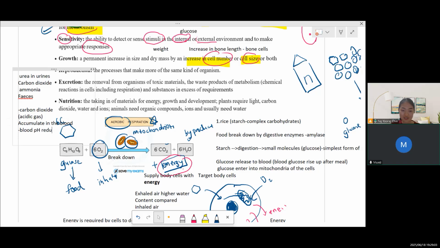Because carbon dioxide is an acidic gas. When it accumulates within your blood, it will cause your blood pH to reduce. Reduce means become more acidic. Oh, okay. So that's why you need to excrete.